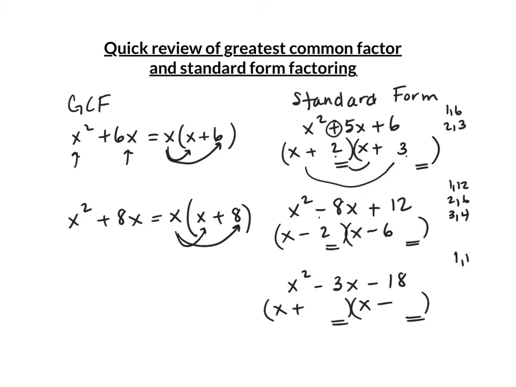Factors of 18 are 1 and 18, 2 and 9, and 3 and 6. And notice that 3 and 6 subtract to 3. And really they don't subtract to 3, they really add to negative 3. I have to make 3 and 6 add to negative 3 with my positive and negative signs. Well, notice that negative 6 and positive 3 add to negative 3. So if I FOIL that out, I'll get x squared minus 3x minus 18.